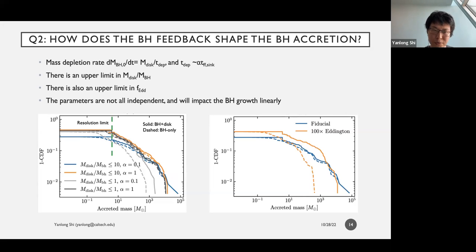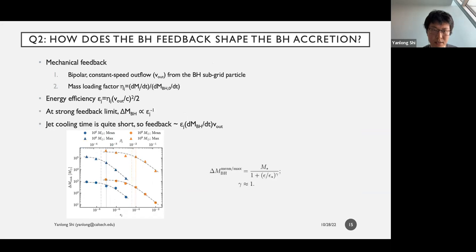The first thing we want to check is about the disk models. So we try to just naively vary the different parameters. And from our setup, they are not totally independent of each other. So we find that these parameters will affect the black hole growth linearly as their response, and then we try to check the mechanical feedback.